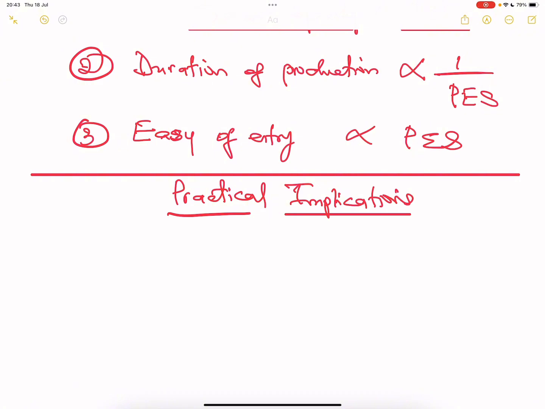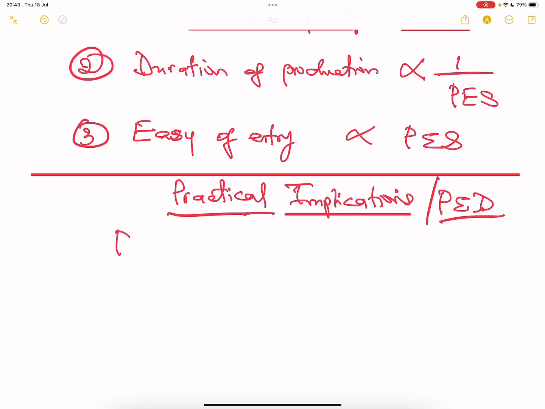Usually, when we're looking at practical implications, we'll focus on price elasticity of demand. How does price elasticity of demand affect the way a manufacturer should think? How can that influence the decision that needs to be taken? And I'm going to look at that. I'm going to break it down in a way that you will need to understand.